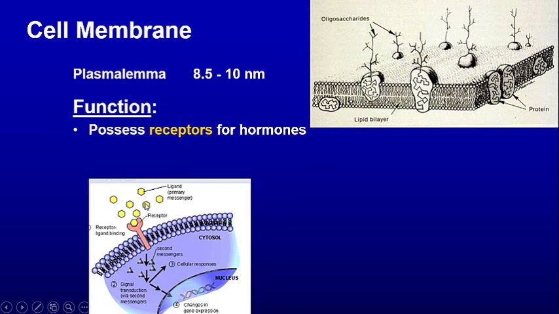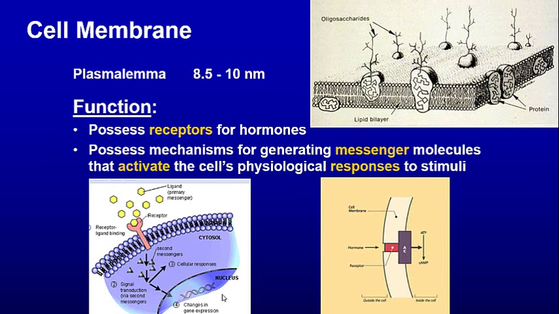Like here's a receptor for a hormone, and then the receptor actually interacts to the inside, causes a second messenger, which causes DNA change or gene expression to occur. So outside the cell can send a hormone. A hormone can't go through, but it can send a message through that then can change DNA synthesis.